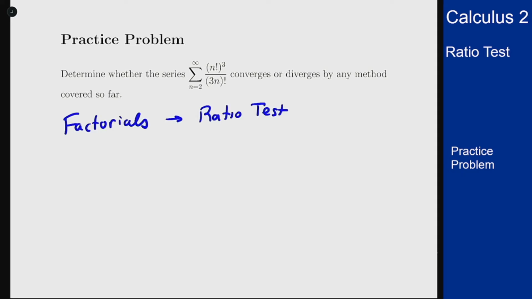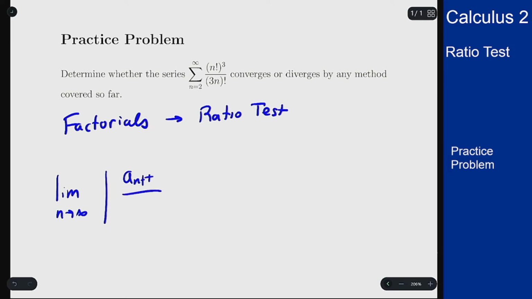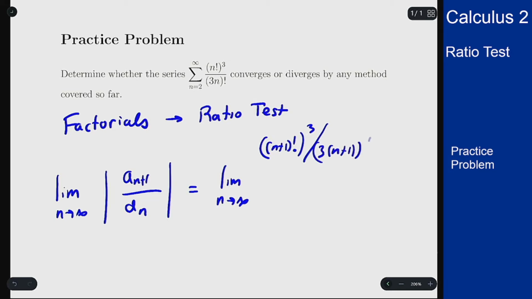So let's set up the ratio that we need to do the ratio test. Looking at the limit as n goes to infinity of the n plus first term divided by the nth term, which in our case is the limit as n goes to infinity of a_(n+1), which will be n plus 1 factorial cubed divided by 3n plus 1 all factorial, and then divided by the nth term, which is n factorial cubed over 3n factorial.